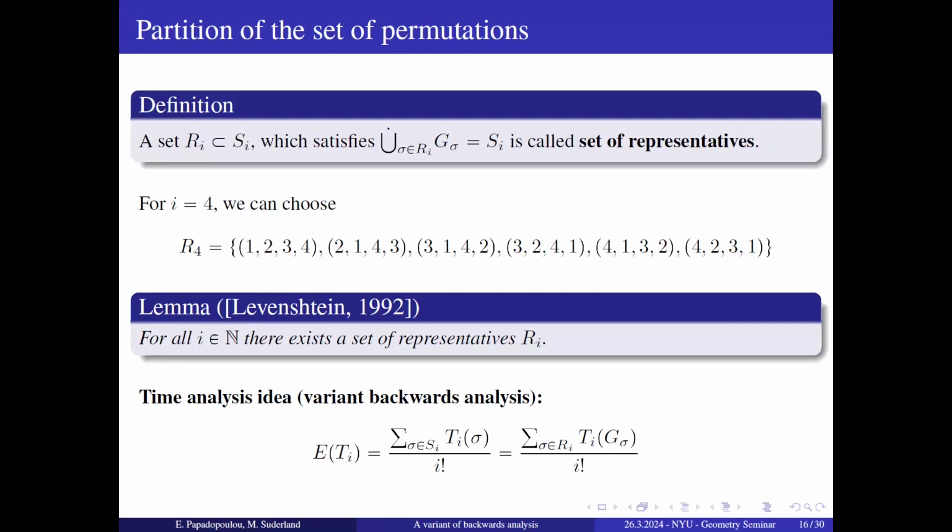I have one more question. Why is this lemma needed? What's there in this lemma? Can't you just select Ri's greedily? I could just select a permutation, look at G sigma, remove it from Si, and then continue. He's asking whether you can just build it greedily.